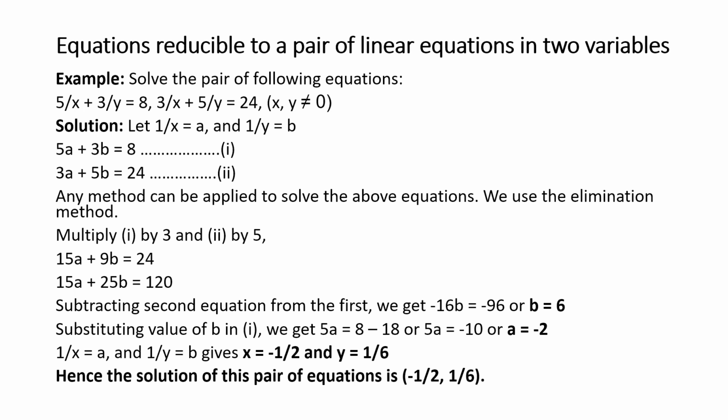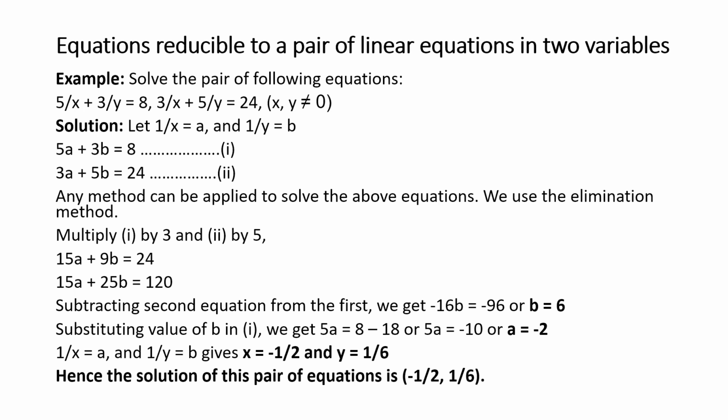So now we get 15a plus 9b is equal to 24, 15a plus 25b is equal to 120. Subtract the second equation from the first, means just reverse the sign. So we get b is equal to 6. Now substitute b is equal to 6 in our equation 5a plus 3b is equal to 8. So what we get is a is equal to minus 2.